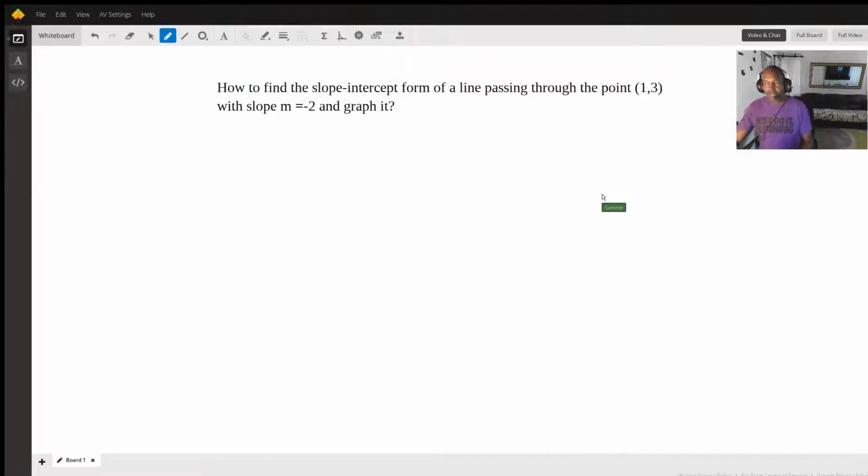Okay, in this video, we're going to answer the question: how to find the slope-intercept form of a line passing through the point (1, 3) with slope m equals -2, and graph it. I like doing this with pencil and paper.